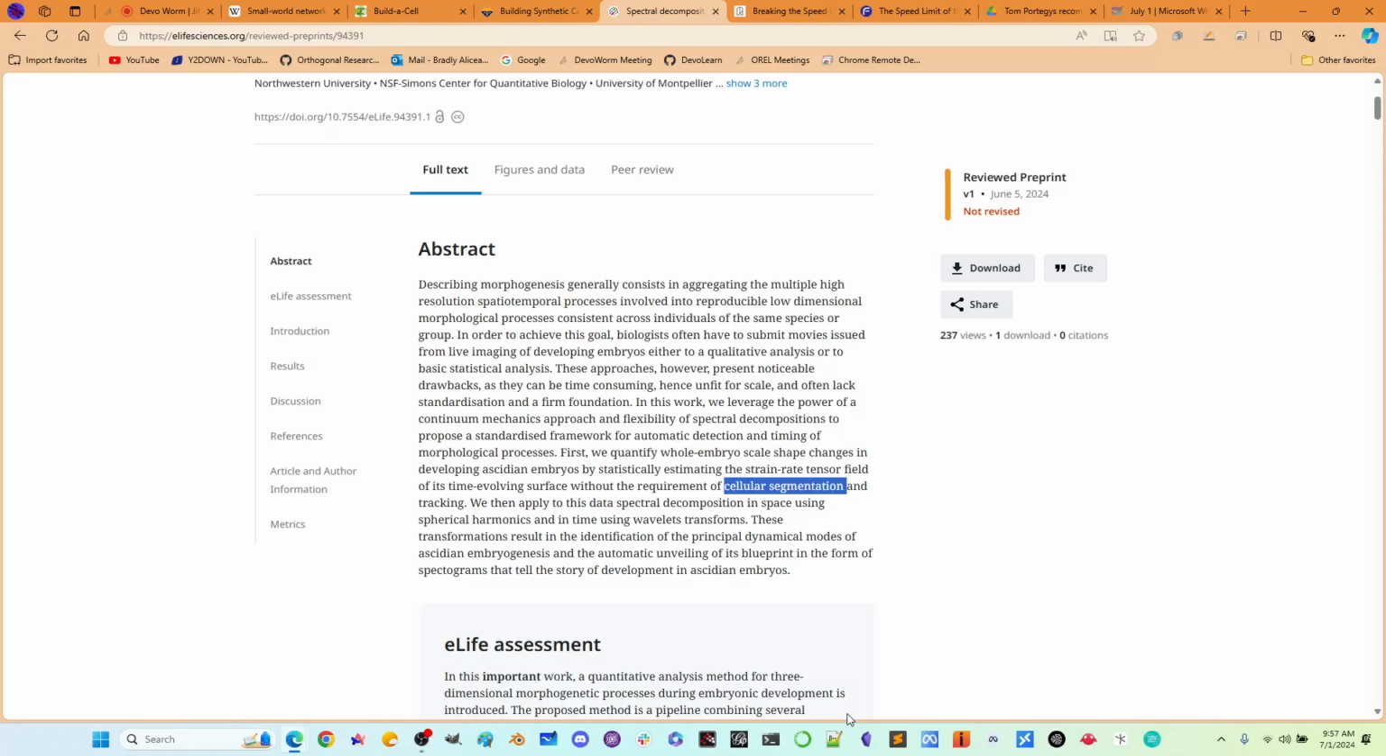But what they're saying in their approach is that you can use a strain rate tensor field to build this time evolving surface that gives you similar information, or maybe different information. So this is something that you can use as well. It's more mathematically complex, but it's a good approach for looking at these things. We then apply to this data spectral decomposition in space using spherical harmonics, and in time using wavelet transforms. So they use a combination of spherical harmonics and wavelet transforms to get the information out.